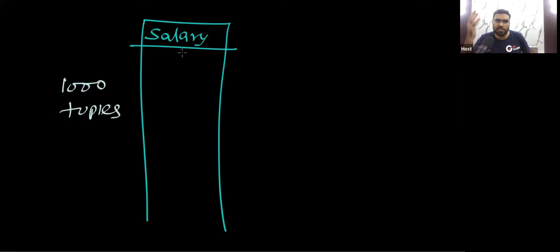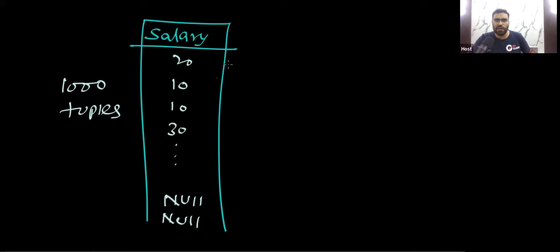Just think about it, there is a salary column and there are 1,000 tuples, and one of them is null, or maybe two of them are null, and all others are not null. All others are salaries, maybe 20, 10, 10, 30, like that.